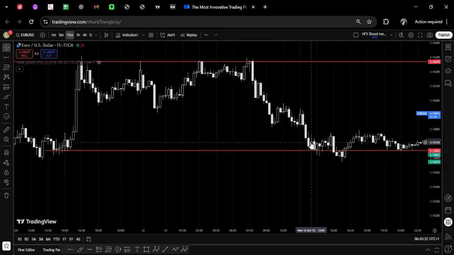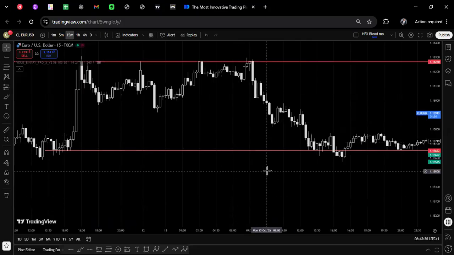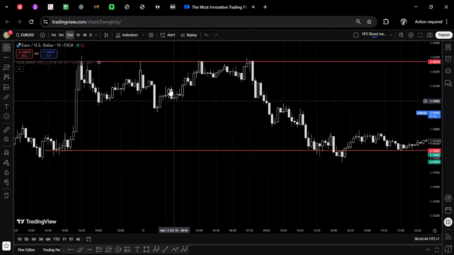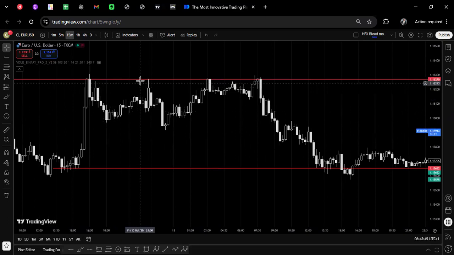Okay, right there. Remember, HFX, we don't care about 4 hours, 5 hours. All we need is just that precise 5 minutes, that precise 15 minutes, and we are good, right? In this particular case, the market reacted here first, reacted here second, reacted here third, right?